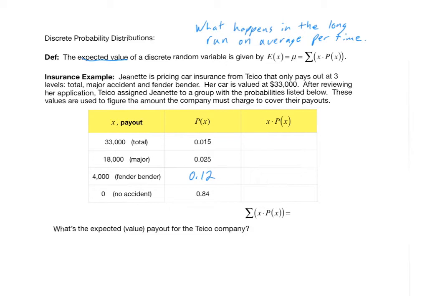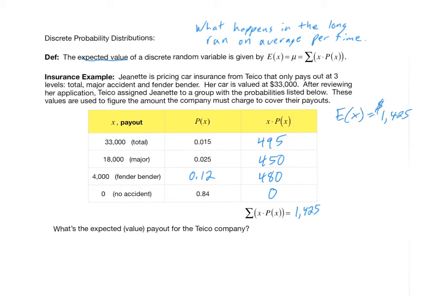So what we want to do is first compute the expected value, and then we'll talk about what this number means. So to get the expected value, again, we take the products of the x and the p of x's, and then take the sum. We've got 33,000 times 0.015 is 495. 18,000 times 0.025 is 450. 4,000 times 0.12 is 480. And then 0 times 0.84 is 0. Now, if we add these all up, we get a total of 1,425. So the expected value, E of x, is equal to $1,425. So what does this mean?